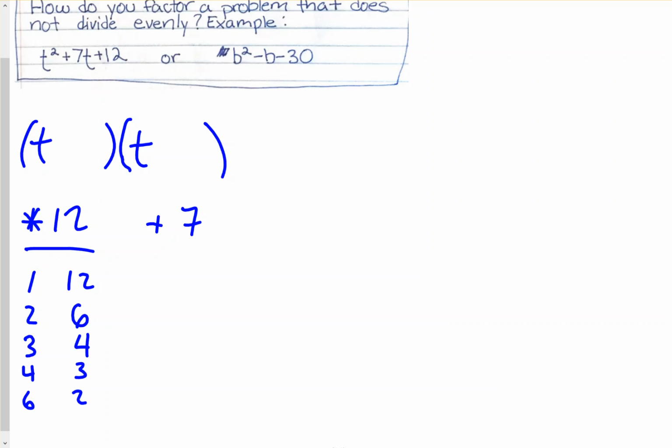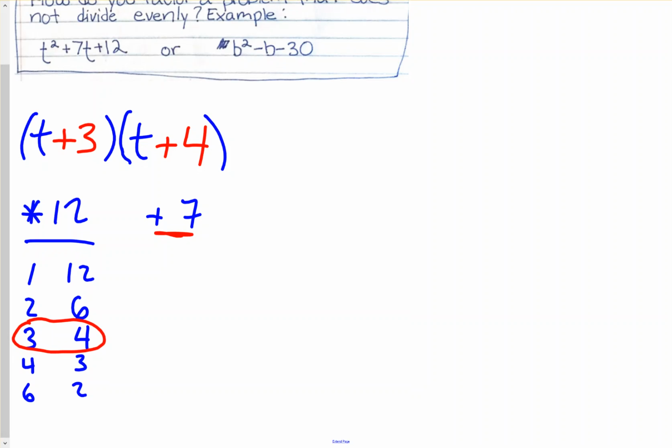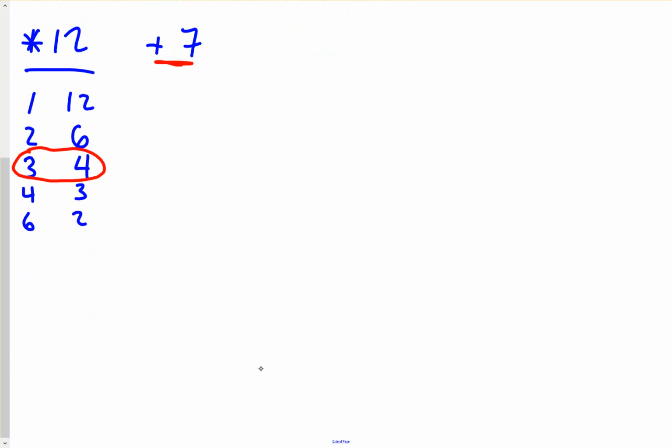So now which one of these add up to 7? Right, because we gotta add up to 7, so 3 and 4. So those are the numbers we put up in here. So we put 3 and the 4. They're both positive. Okay, and then you could always check it.